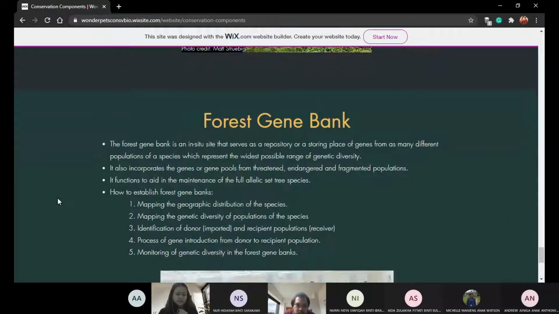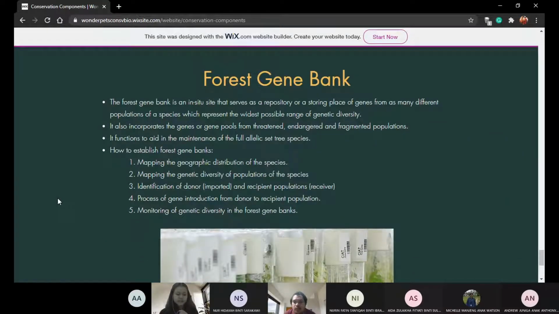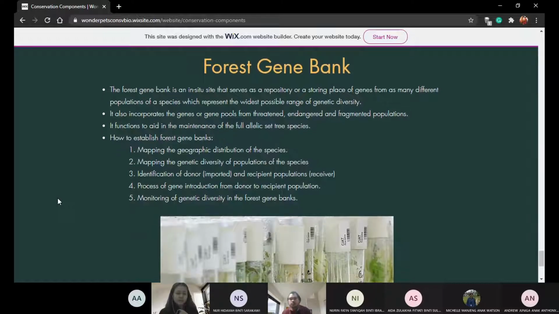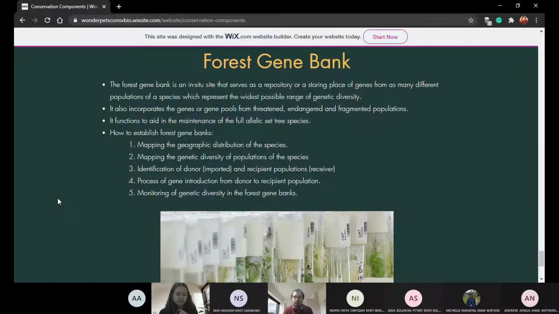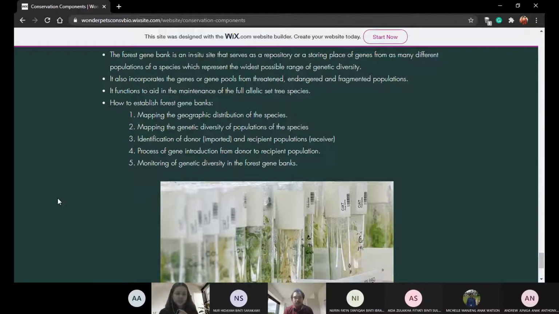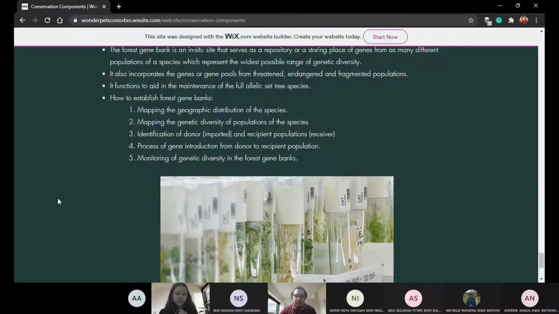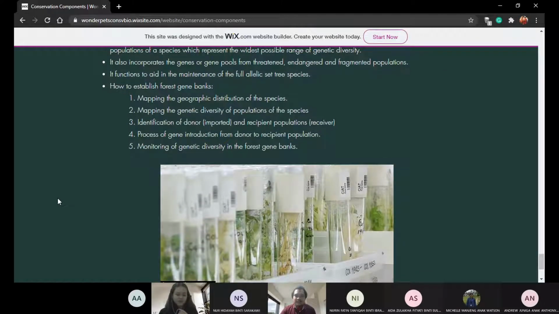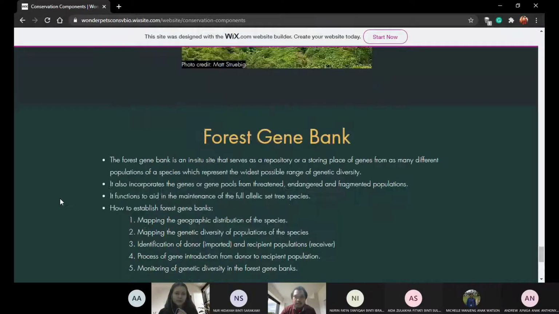Next is the forest gene bank, which serves as a site to store genes from different populations of species and it represents a wide range of genetic diversity. It also incorporates gene pool from threatened, endangered, and fragmented populations. Next, I pass the mic to the next presenter.